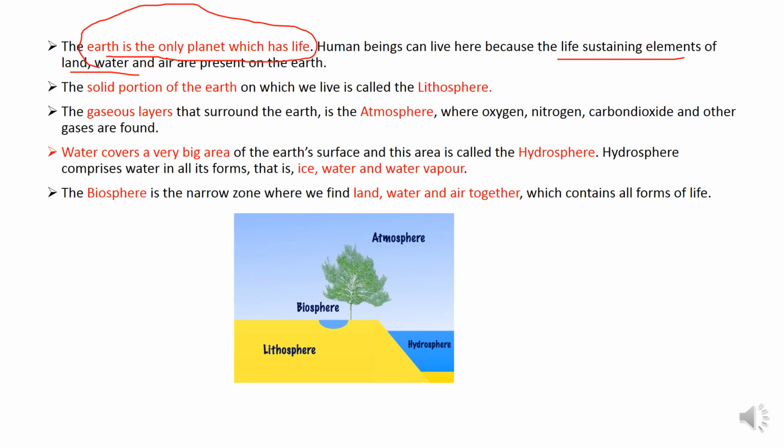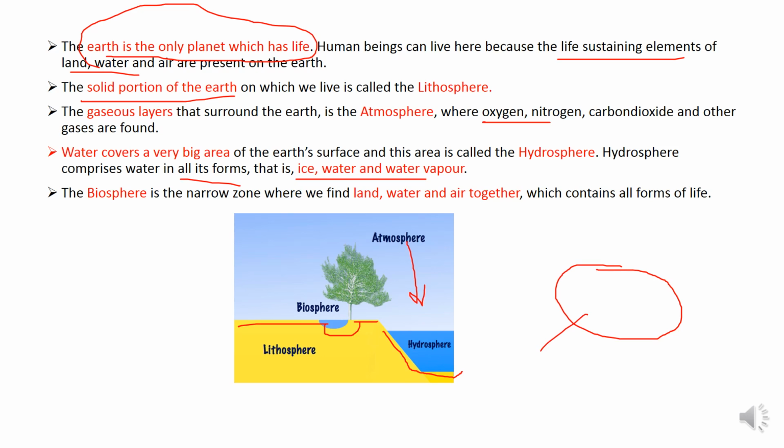The solid portion of the Earth on which we live is called lithosphere. The gaseous layers that surround the Earth are the atmosphere, where oxygen, nitrogen, carbon dioxide and other gases are found. Water covers a very big area of the Earth's surface and this is called hydrosphere. Hydrosphere comprises water in all its forms, that is ice, water and water vapor. Biosphere is the narrow zone where we find land, water and air together, which contains all forms of life.